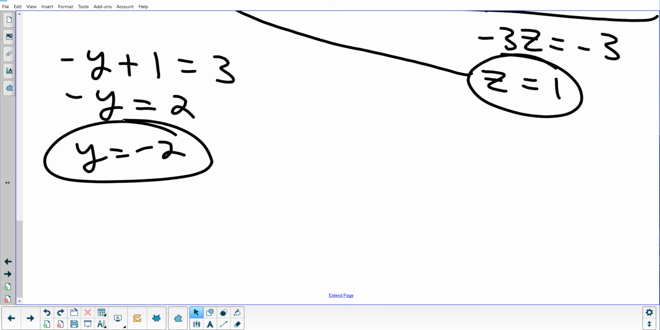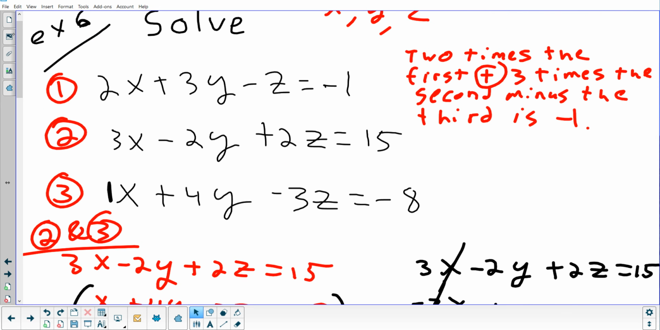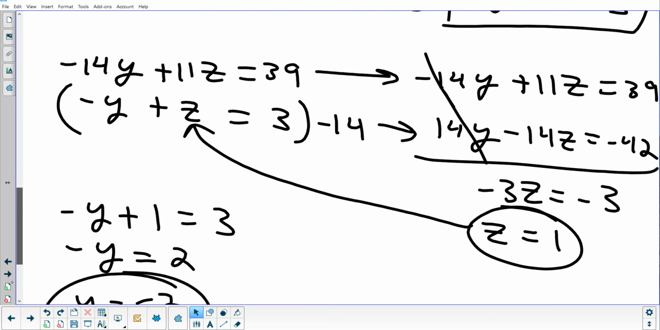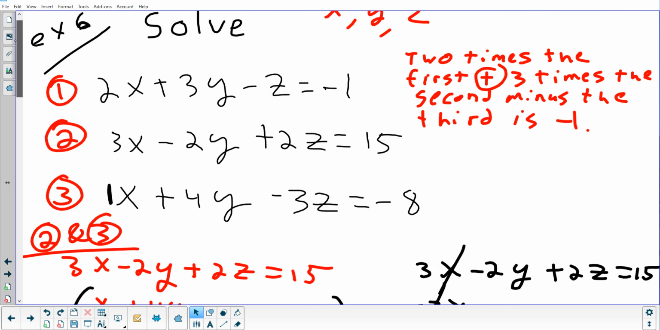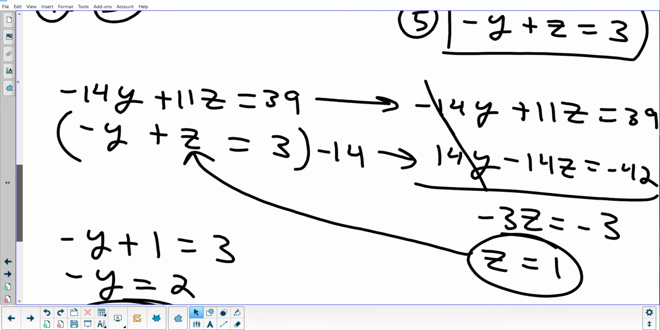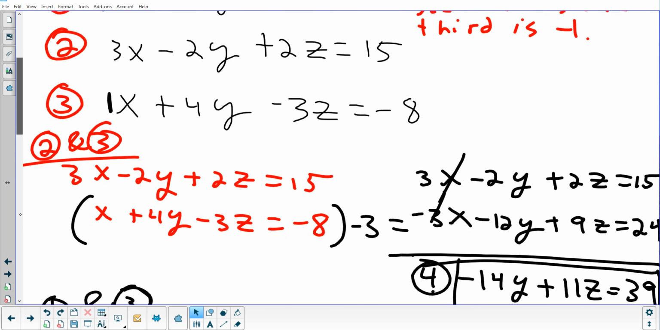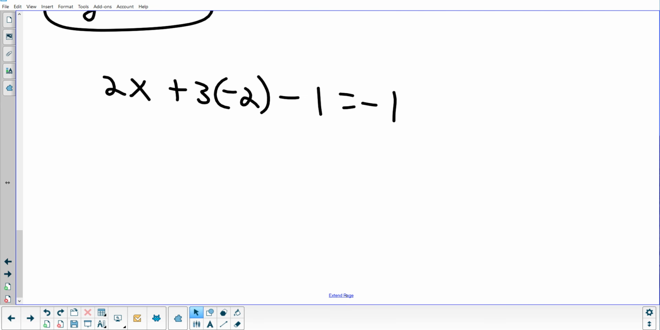Here's your second answer. Now the third one. Well, pick one of these original problems that we started with. Let's just do the first one. 2x plus 3 times y plus 3. We know y is -2. Minus z equals -1. So minus z equals -1.